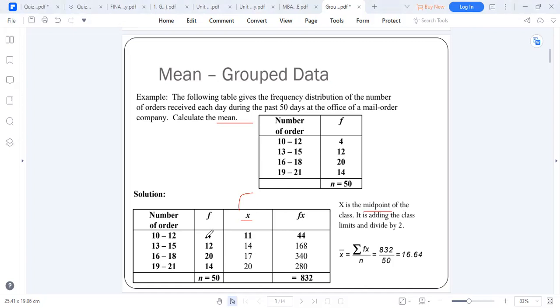Then we multiply the frequency times the value of x, the midpoint, and we get fx. So 4 times 11 is 44. 12 times 14 is 168. 20 times 17, we get 340, etc. So the total that we have is our fx of 832. That is the sum of fx.